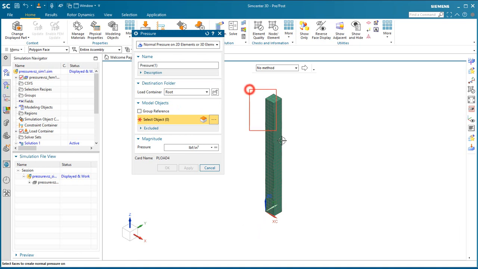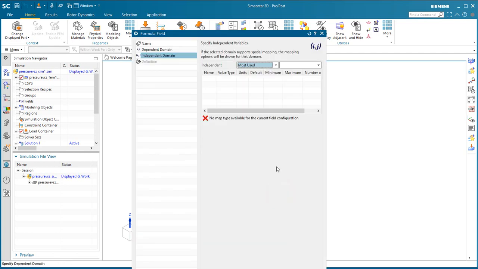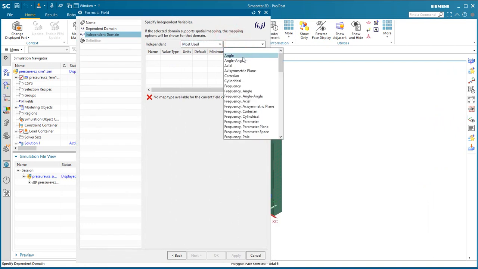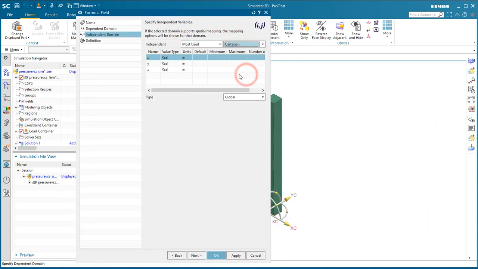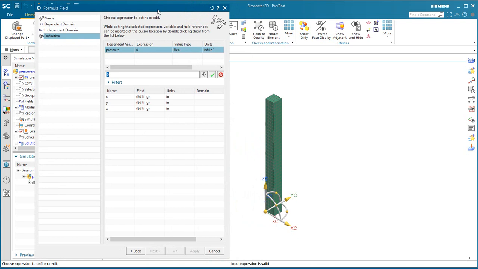The following demonstration will apply a pressure as a function of the Z location on the part. We'll do that using a formula field. Since we want the Z location, we'll use Cartesian as the independent domain. And then we can create our formula. We'd like it to be Z plus 1, so we'll use the Z from the filter.